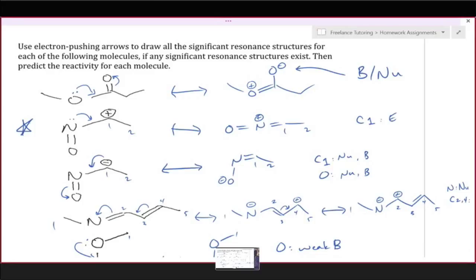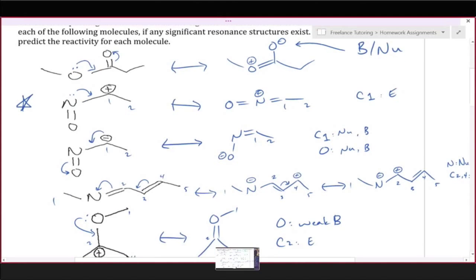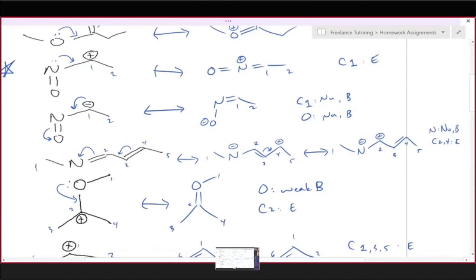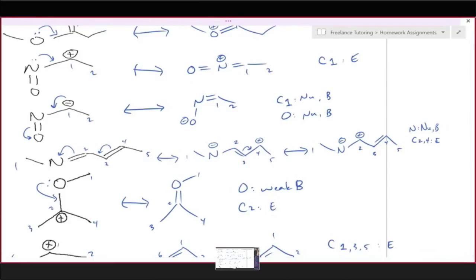Okay, all right, so the next one we got correct, and we did a good job predicting the reactivity. We had some new reactivity we wouldn't have predicted. You wouldn't have predicted that the oxygen would be nucleophilic from the left-hand structure, because neutral atoms can't be nucleophiles without hydrogens. So there was new reactivity from the right-hand structure. All right, let me take a look at the next.